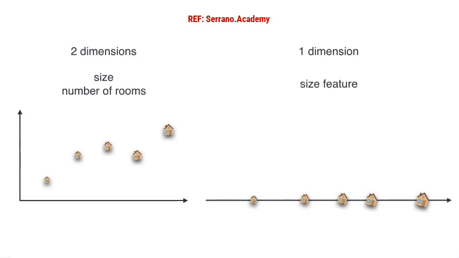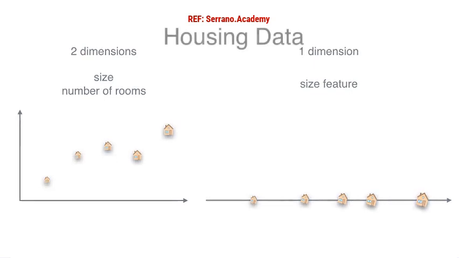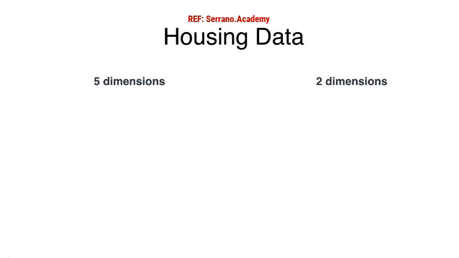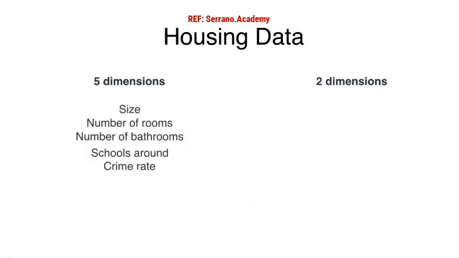Now, we did it from 2 dimensions to 1 dimension because it's graphically nice to see, but you can imagine that from 5 dimensions to 2 dimensions, it would be going from something like these features to the size and the location feature. So it's hard to picture 5 dimensions in our head, but imagine what we just did from 2 to 1. Imagine doing it from 5 to 2.